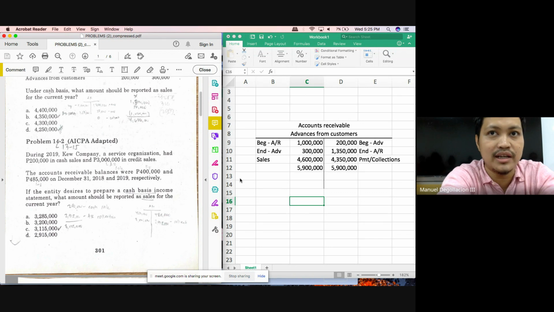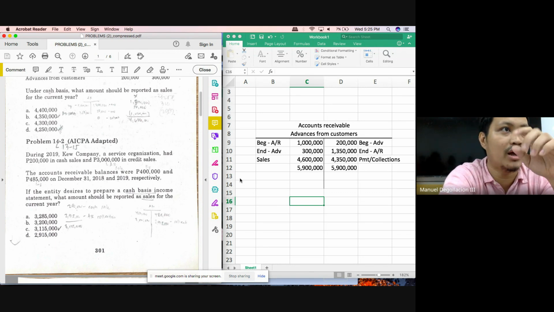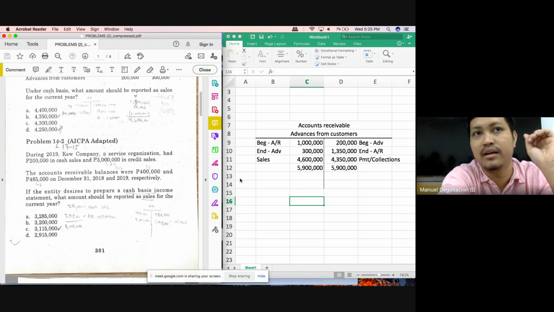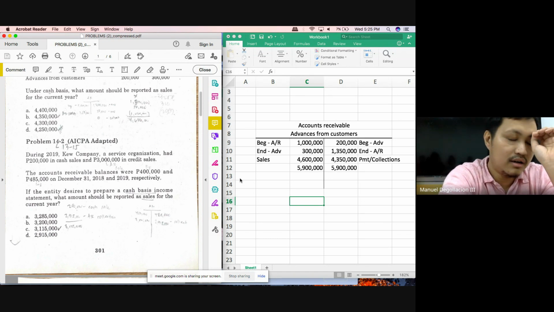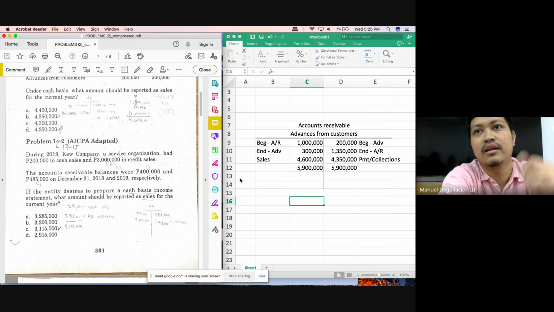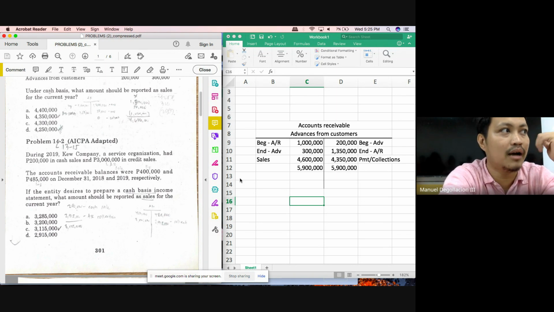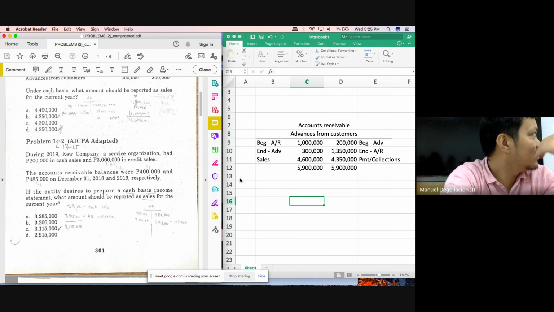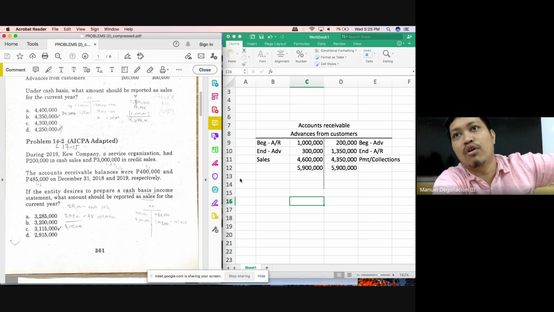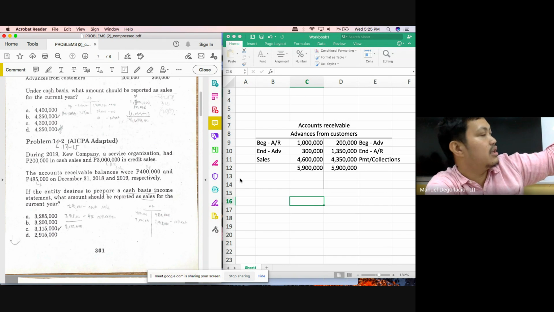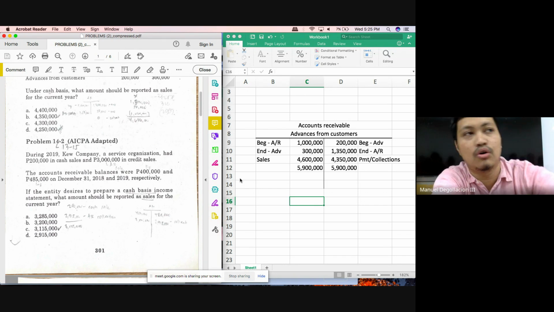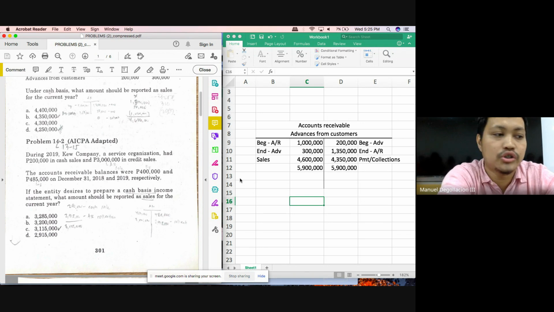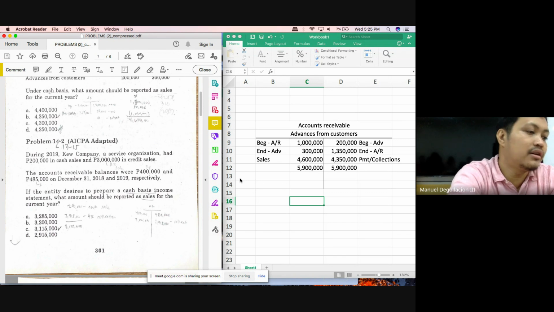But if you're still not yet comfortable with that one, this one would still be better rather than the one wherein you will have to memorize add beginning, deduct beginning, add ending. It's better if you understand what's happening, class. Okay. So basically, what you're trying to look for is the amount on the credit side, which represents your payment or collection, which leads me to the reminder class.